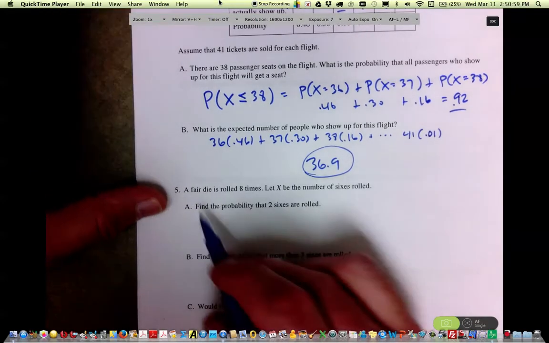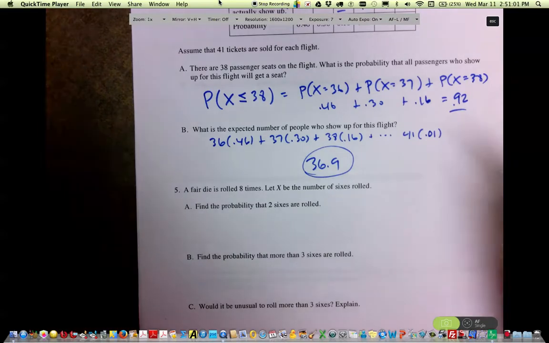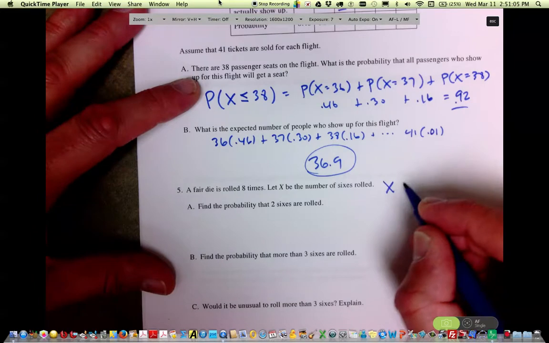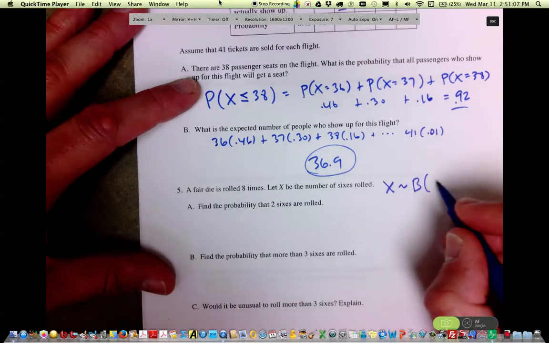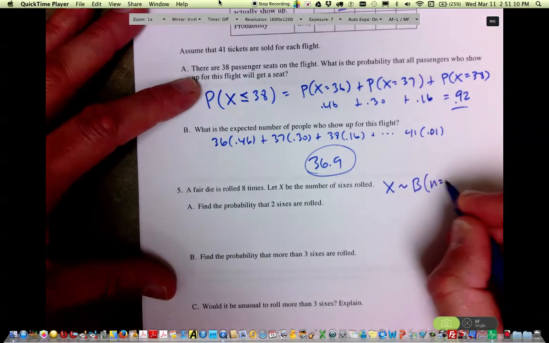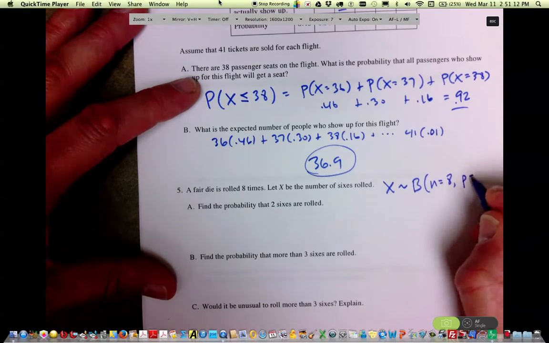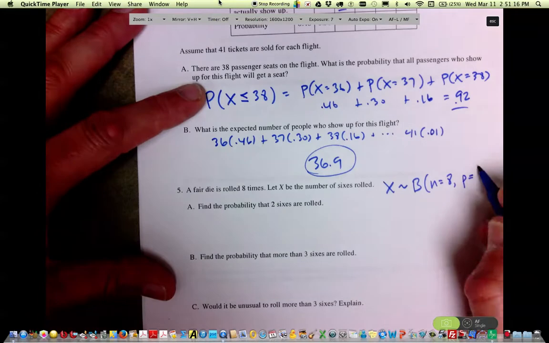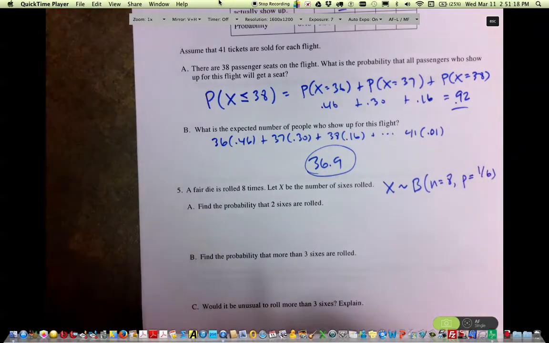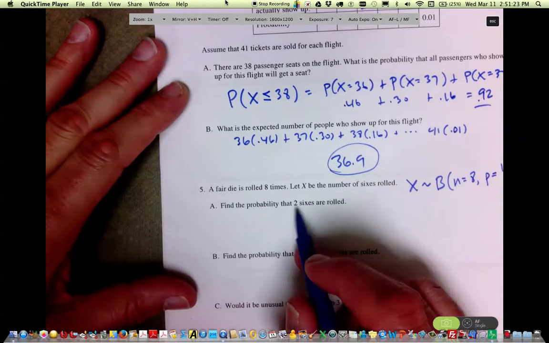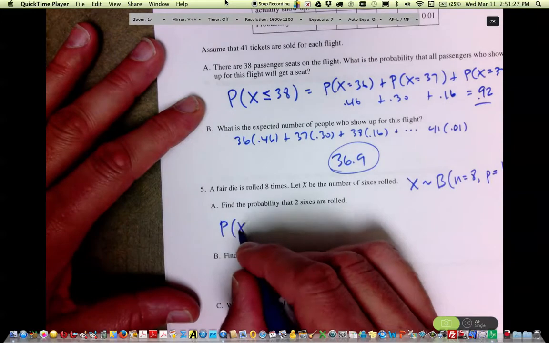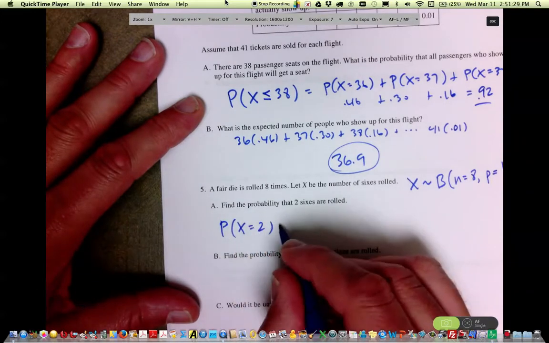Number 5: a fair die is rolled 8 times. Let X be the number of 6s rolled. This X is going to follow a binomial distribution with n equals 8 and the probability of a success, since this is rolling a fair die, is 1 out of 6 that we get a 6. Find the probability that two 6s are rolled. In a binomial setting, this is the probability that X is exactly equal to 2.